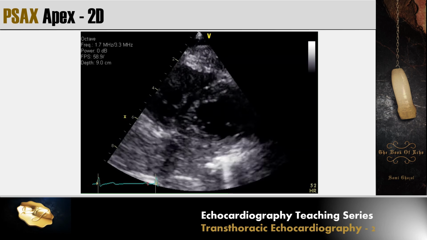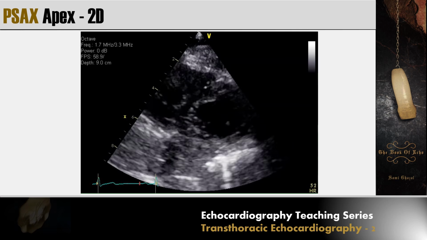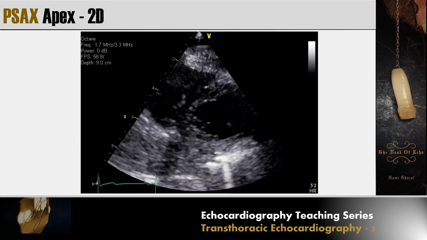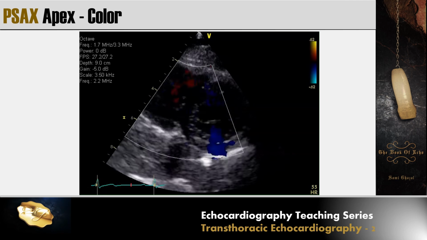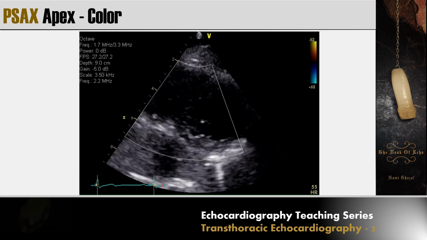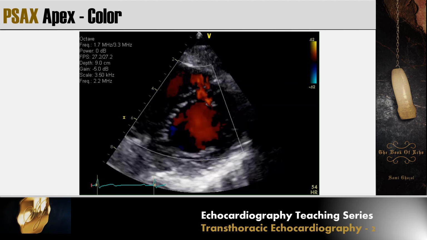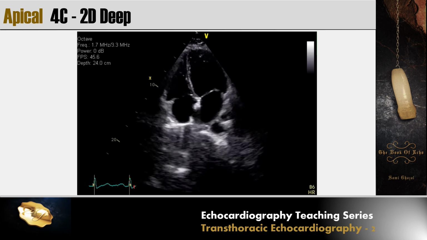Then we will acquire parasternal short axis at the apical level. Again, color Doppler here is put around the apex and is including the interventricular septum. Then we'll proceed to the apical views.